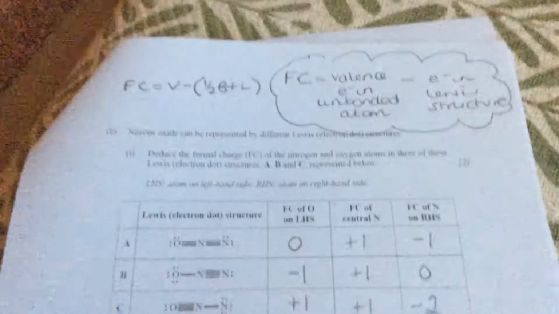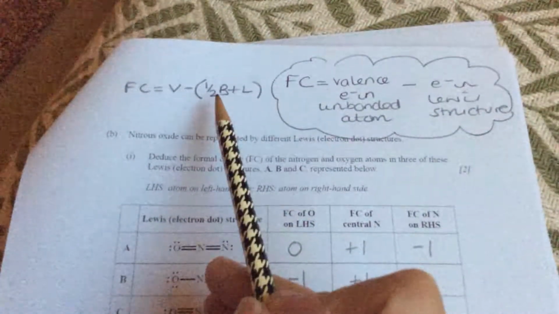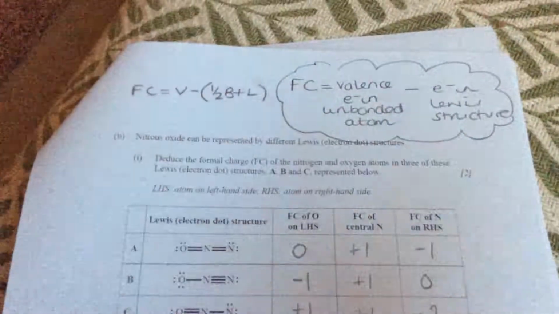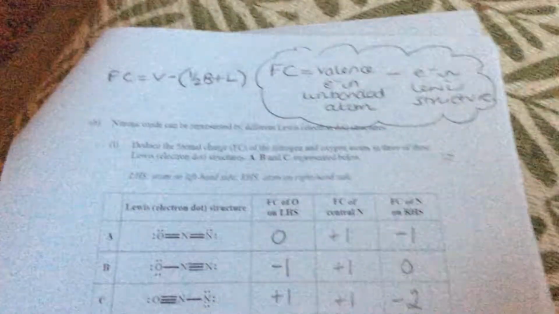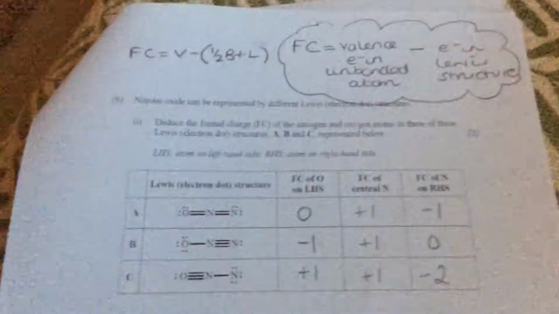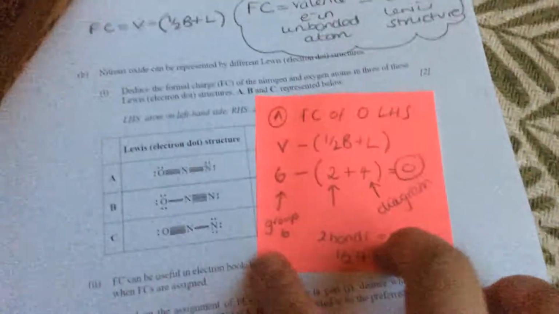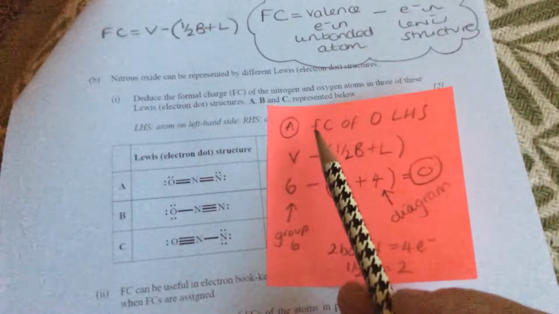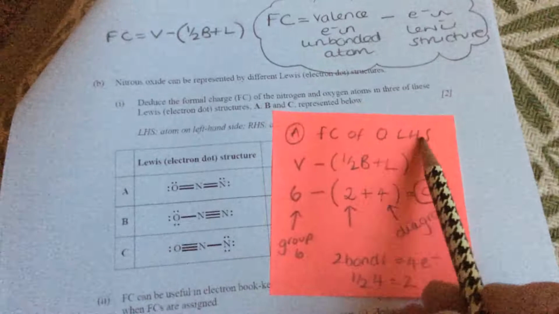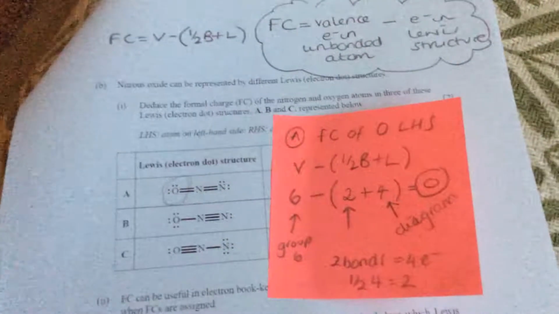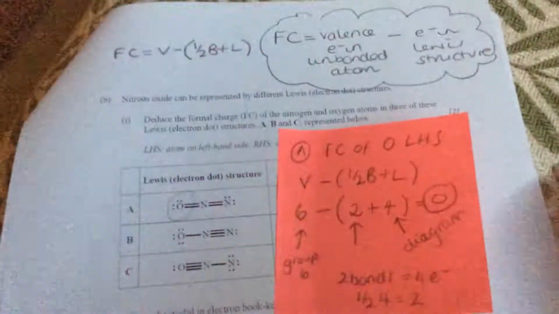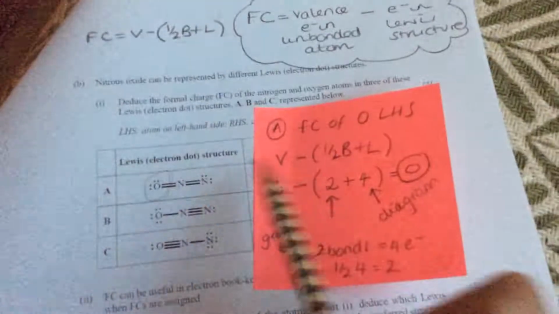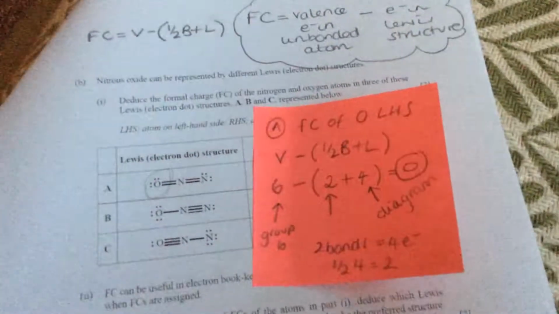So if they're lone electrons, they're mine, I own them. If I've got bonded electrons, if I'm sharing some electrons, then technically I have ownership of half of the electrons that are in that bond. So we could work this through. If we take as an example, this one here. So we're looking at A, and let's check the formal charge of the oxygen on the left-hand side. So it is equal to V minus a half B plus L. Write that out every time. Any question on formal charge, write that out. It helps you to keep focused on what you're actually doing.